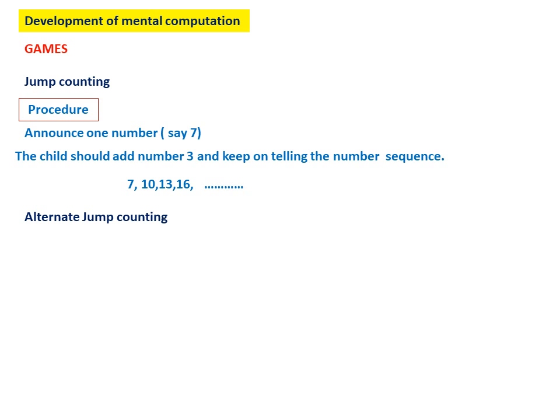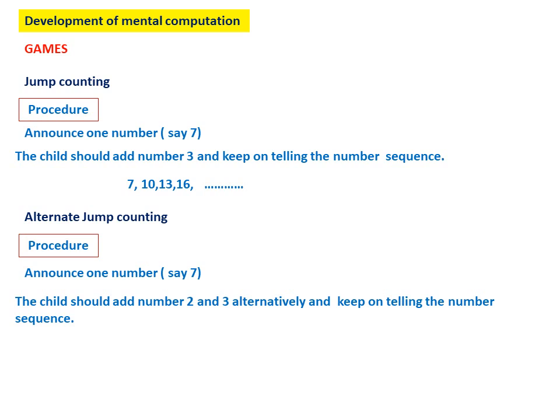Similarly, there are many actually. Alternate jump counting. This is a very good game actually. Once the first one is done, once again you announce the number 7. But here the rule of the game is this: the child should add 2 first, then tell the number. Then the child should add 3 and tell the number, alternately. Here the child should be very attentive also. A little carelessness will give you a wrong answer. Therefore the sequence is like this: 7, then 9, then 12, like that. So first 3, then 2, or first 2, then 3. It can be anything, because you are establishing the rule.